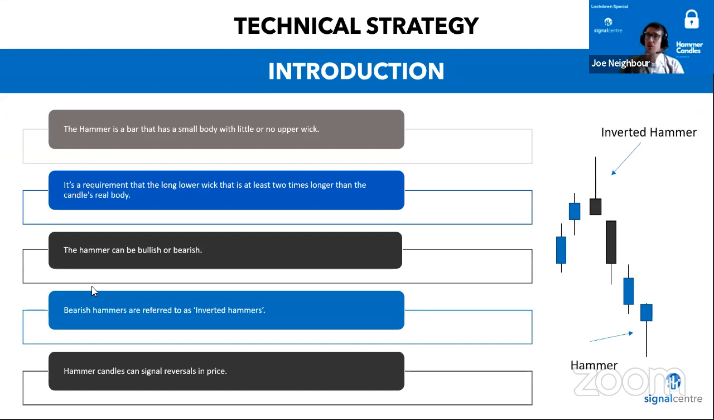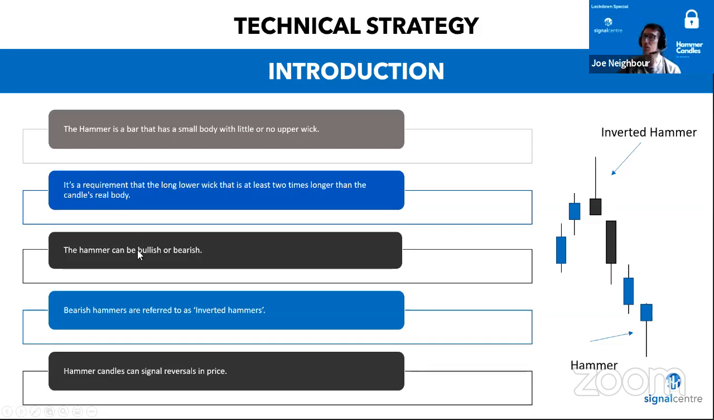So firstly, the introduction. Now, the hammer is a candlestick that has a small body with little or no upper wick. As you can see there, we've got the body of the candle, very small typically. It's also a requirement that the long wick is at least 2 times the length of the body of the candle. So as we can see here, I've got an inverted hammer and a hammer candle. We can see that the length of the wick of the candle is at least 2 times the size of the body of the candle.